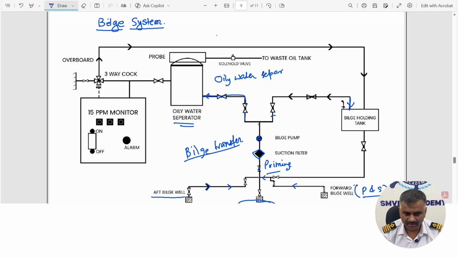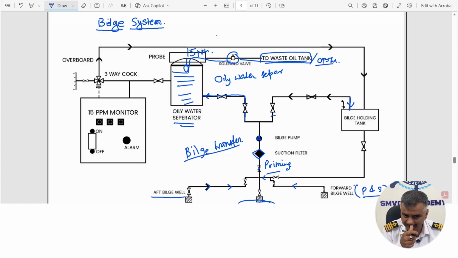From this line there will be one more section from where it will go into the oily water separator. Now the oily water separator fills up. There is an oil probe here. With the oil probe, it will check whether the ppm value has increased to more than 15 ppm. If so, the solenoid valve will open and the oil will go directly into the oily bilge tank. Waste oil tank, it has been written here, it is the oily bilge tank where it will be going from the OWS itself.